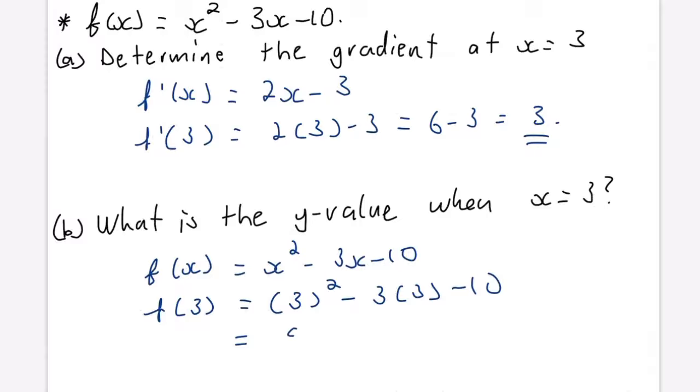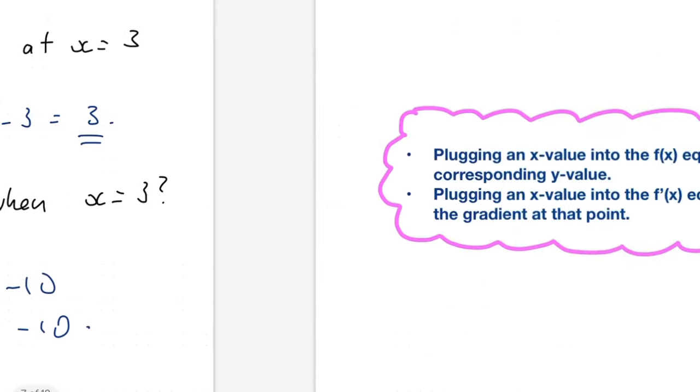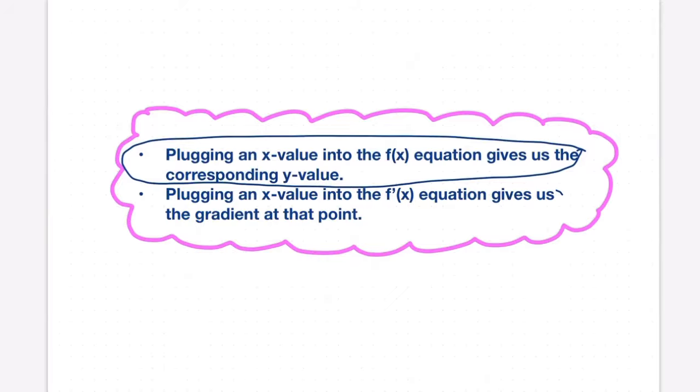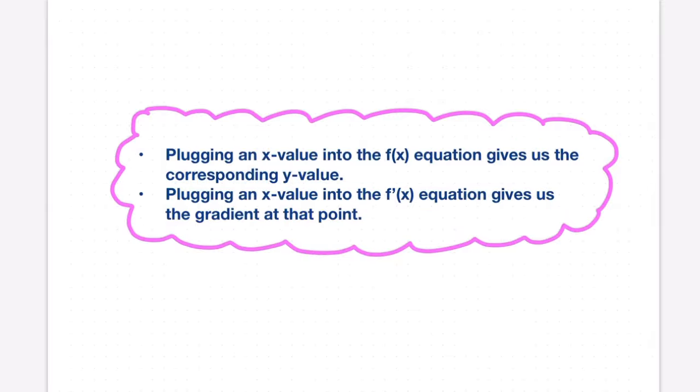Okay, now this is 9 minus 9 minus 10. So negative 18 minus 10, which is negative 28. Okay, wait, no. 9 minus 9 is 0. And 0 minus 10 is negative 10. So the y value when x is 3 is minus 10. The gradient when x is 3 is 3. Plugging in an x value into the f of x equation gives us the corresponding y value. Plugging in an x value into the f prime of x equation gives us the gradient at that point.